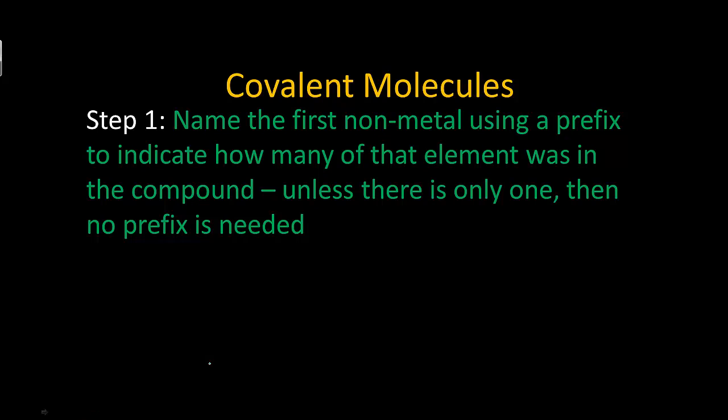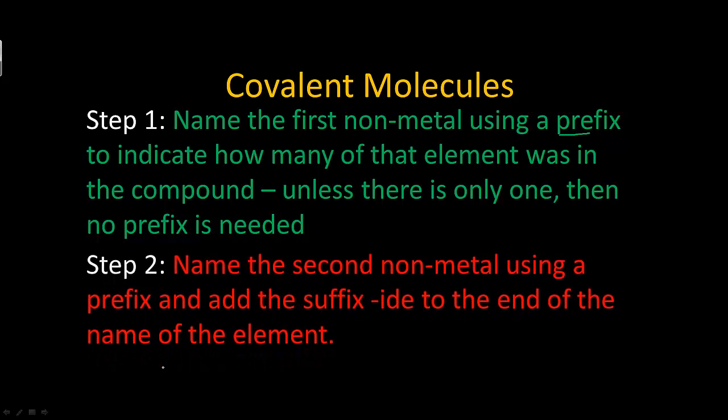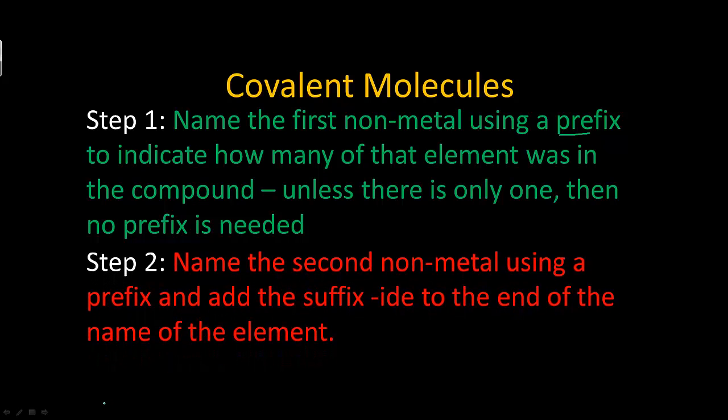Step 1, you're going to name the first nonmetal using a prefix. Pre means before, to indicate how many of that element was in the compound, unless there's only one, and then there's no prefix needed. I'll give you an example in just a minute. Step 2, then you name the second nonmetal using a prefix. This time you must use the prefix. And then you change the suffix to IDE, or you change the ending to IDE.